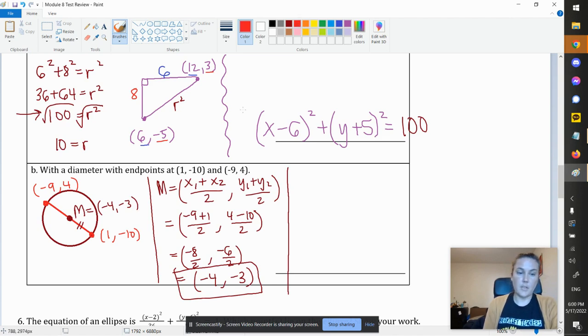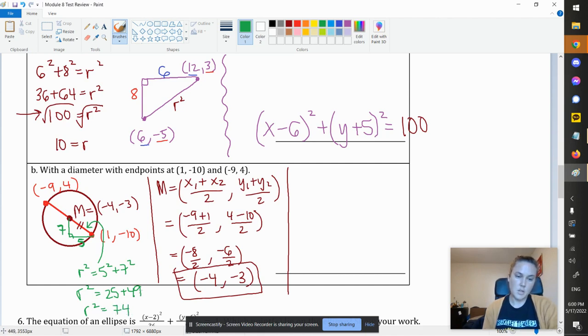Great. And then the distance between these two, I'm going to do the Pythagorean theorem again. Again, you could use the distance formula. Between negative 4 and 1, that's a distance of 5. Between negative 3 and negative 10, that's a distance of 7. So now the radius here: radius squared equals 5 squared plus 7 squared. Radius squared equals 25 plus 49. Radius squared equals 74.